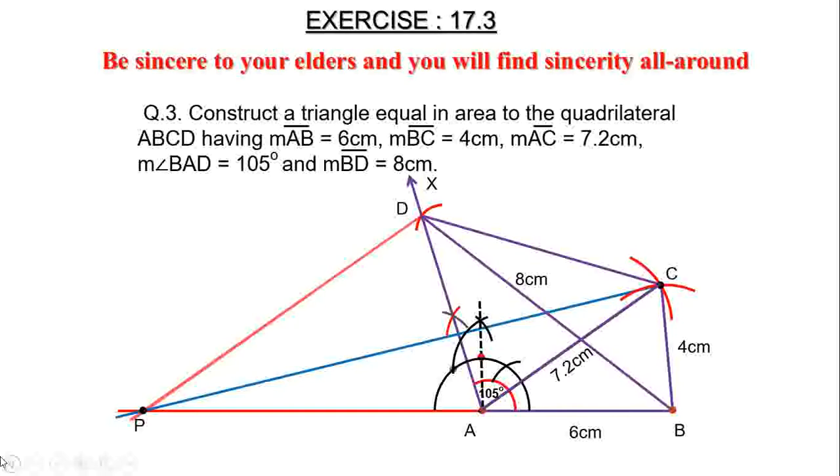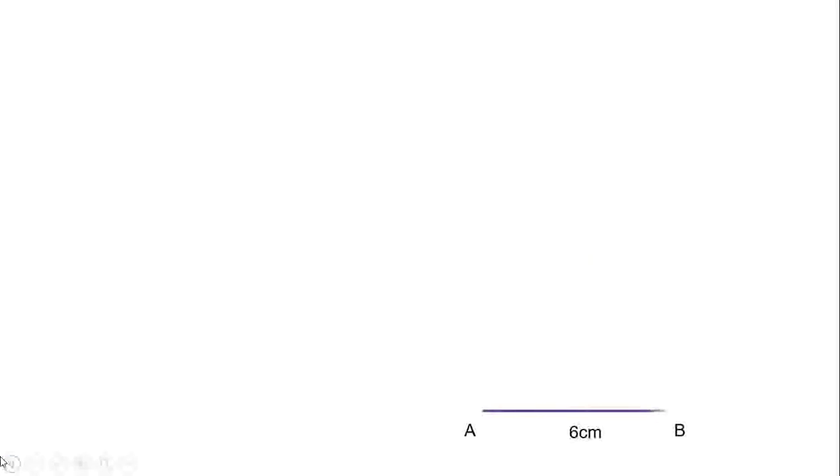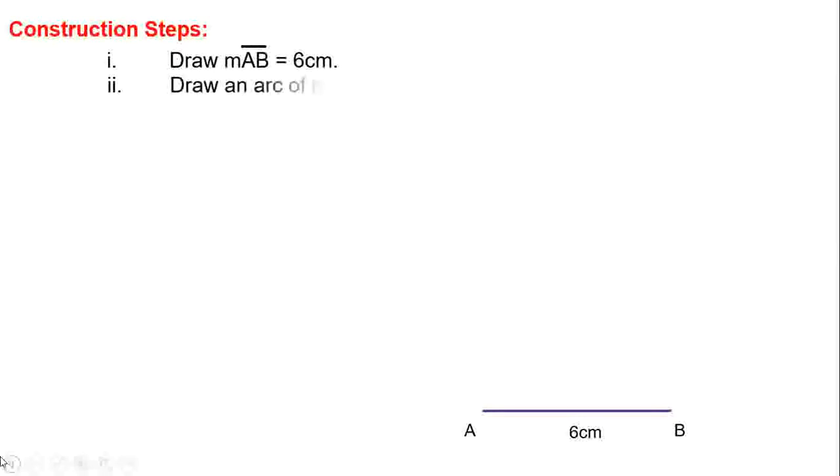And write down the steps in a short but comprehensive way. Consider that line segment AB is drawn of 6 cm length. So write down: first, draw measure AB equal to 6 cm. At point B, draw an arc of 4 cm and write it down in the construction steps. Draw an arc of radius measure 4 cm from B.